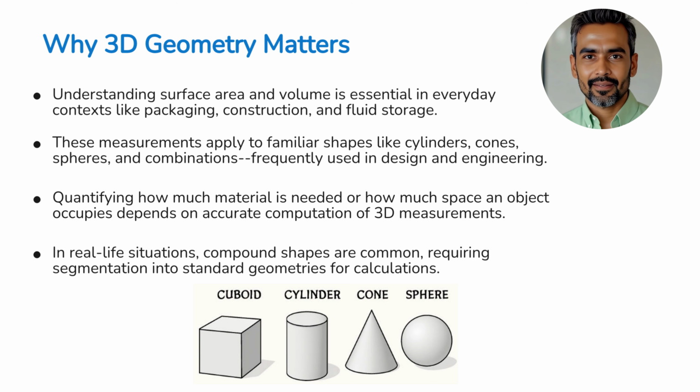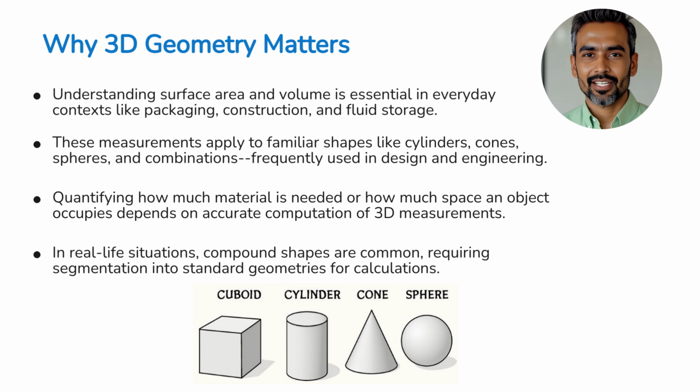In real life, we deal with shapes like cylinders, cones, and spheres all the time. Think of a cylindrical water tank, a cone-shaped ice cream cone, or a soccer ball that's a perfect sphere. Designers and engineers use these shapes, and sometimes combinations of them, to make everything from packaging to building safe and efficient. To figure out exactly how much material we need to build or how much space an object occupies, we calculate surface area and volume carefully.